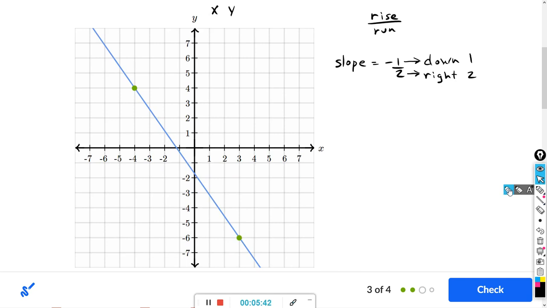All right. So going to the point that we already made, I'm going to go down 1 and then right 2. 1, 2. And that's going to be our new point right there. So you go to the other green point, keep the one you plotted already, click on it and drag it into place. Okay. So for slope we went down 1, so it's -1, and right 2.